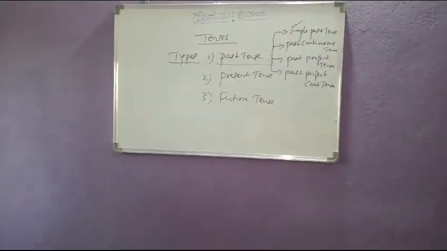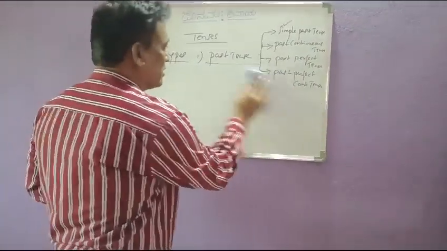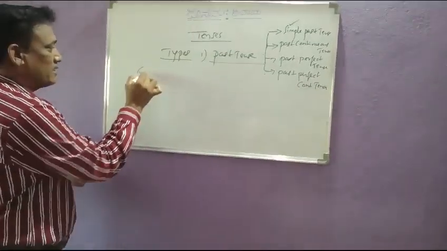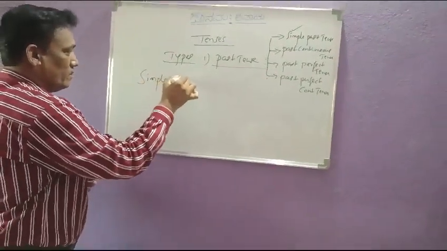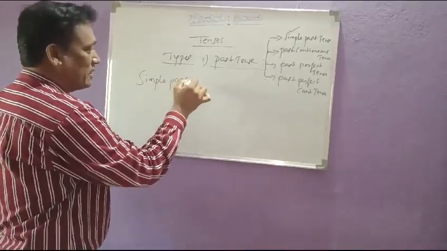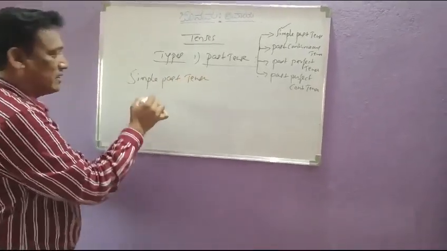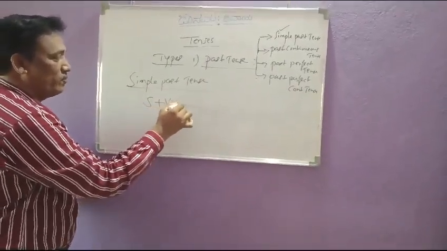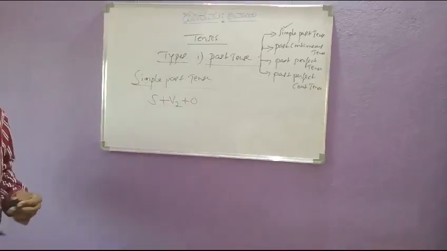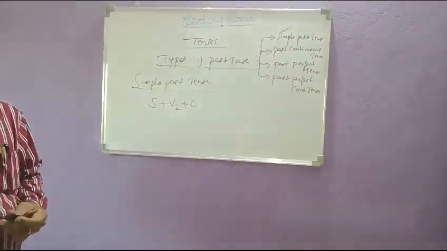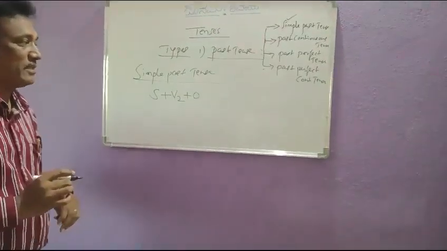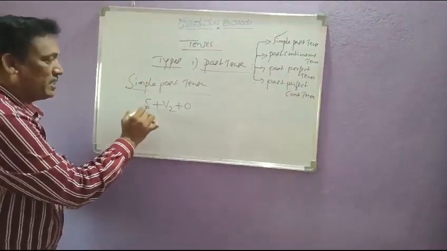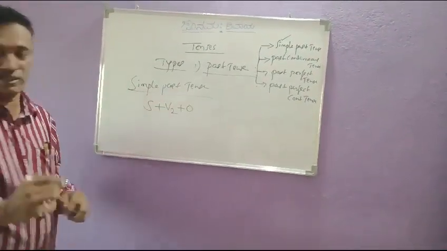When you take the example, we need to write here clearly. Simple past tense is also called indefinite past tense. In simple past tense, the formula is subject plus V2 plus object. So whenever you want to speak in past tense, that is, in simple past tense, a very easy thing is, that's why it is called very simple. So subject plus V2 and object.